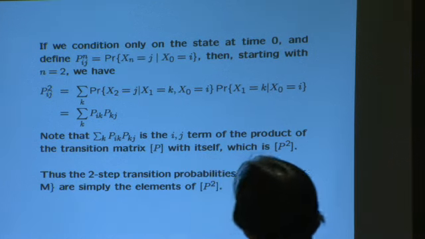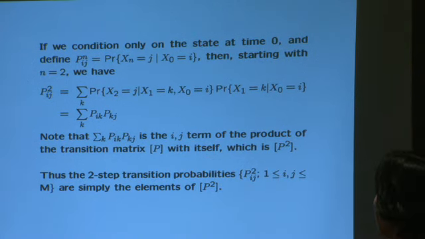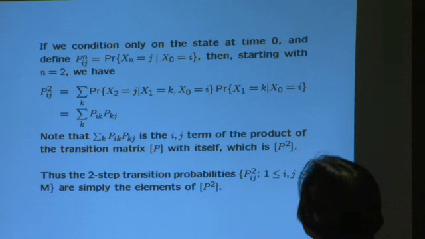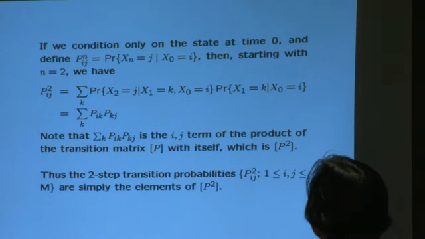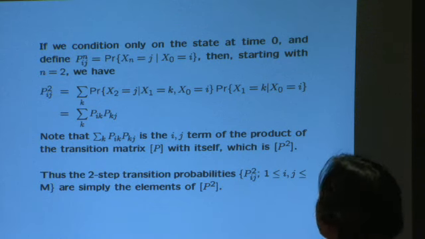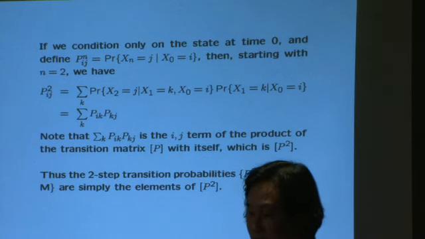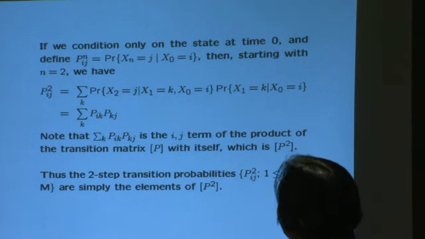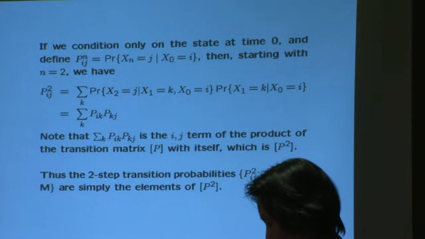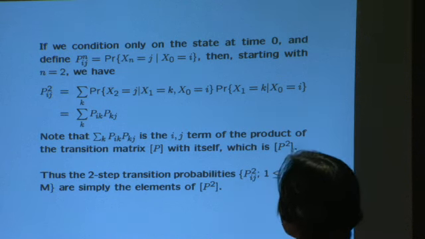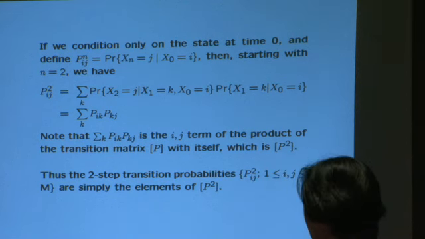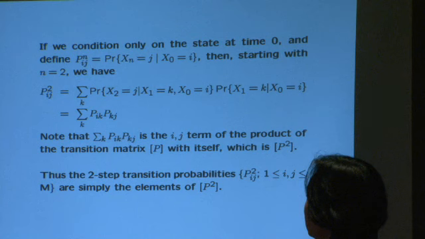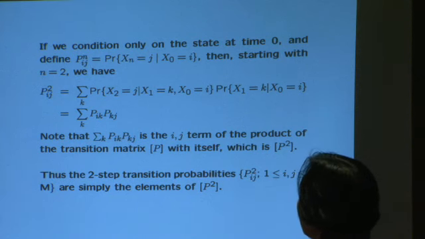So if we condition on the state at time 0, we define P of ij n as equal to the probability that we're in state j at the nth step, given that we start with X naught equal to i. Let's look at what happens when n is equal to 2. In a two-step transition, we go from i to j. It's the probability that at step 2, X2 is equal to j, X1 is equal to some k, and X naught is equal to i.